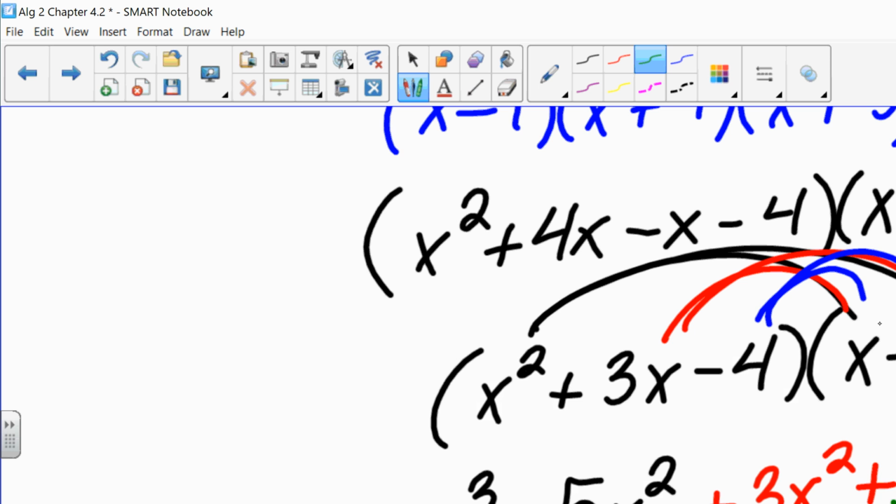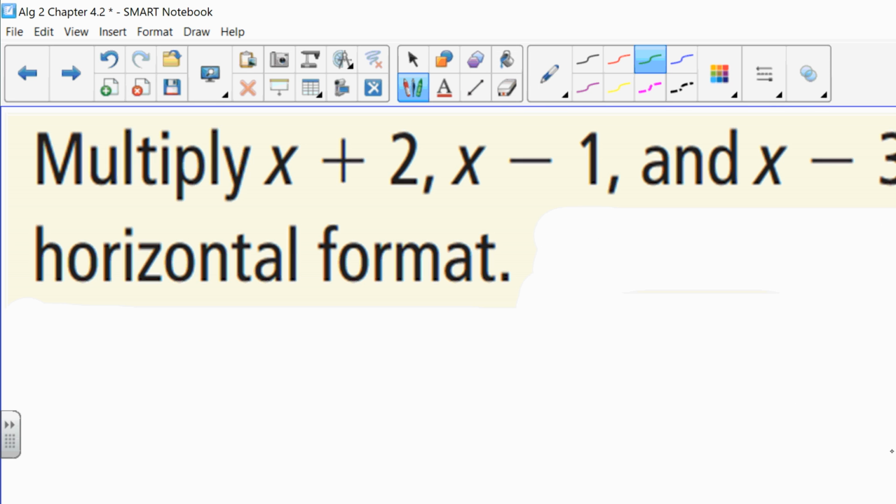All right. Almost. Do we need to see another example of multiplying 3 together?